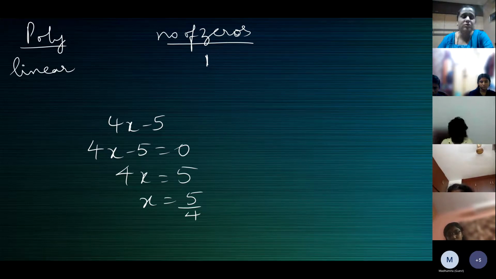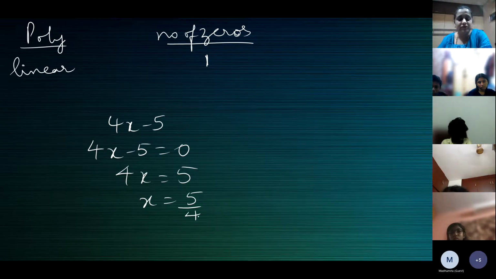For this polynomial 4x minus 5, 5 by 4 is the only zero. What do we mean by a zero? Zeros are those values that satisfy the equation, or which make the value of the polynomial 0. Suppose you use that value in place of the variable x or variable y, and the value of the polynomial becomes 0. Then that value is called the zero of the polynomial, linear polynomial or whatever.